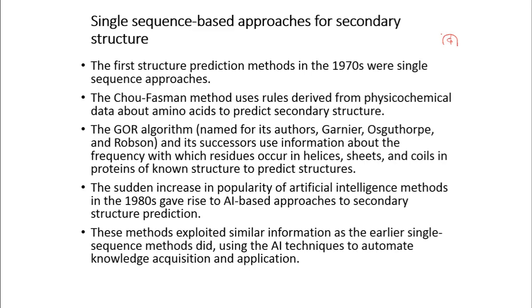Therefore, glycines would help to stabilize the turns, right? So in that way, they devised rules based on the physicochemical data about the amino acid residue, and they used those physicochemical properties of the amino acids to predict the secondary structure. So now you can say, if there is a stretch of amino acid residues with very small side chains, then it is entirely possible that there might be a turn there. Okay, do you get this concept?